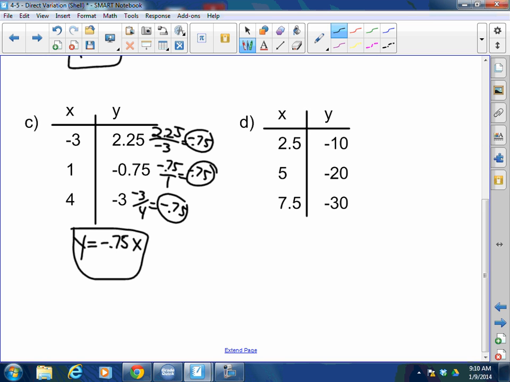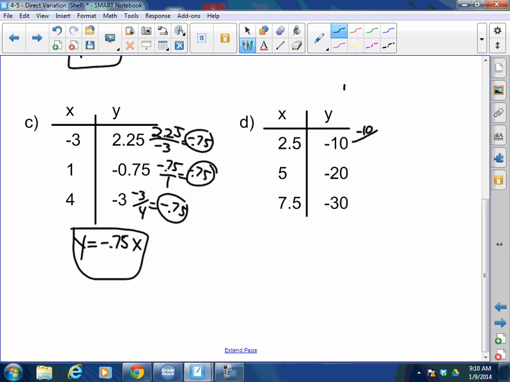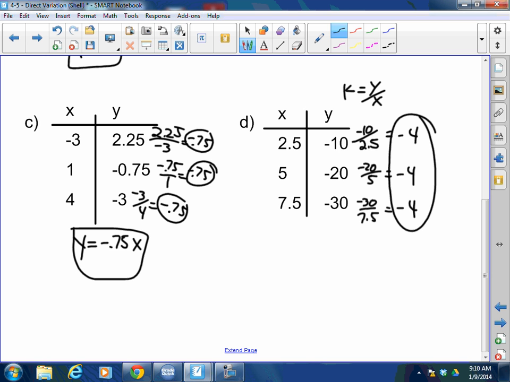Beautiful, beautiful. Now the last one. Remember k equals y over x, so negative 10 over 2.5 equals negative 4. Negative 20 over 5 equals negative 4. And negative 30 over 7.5 equals negative 4. So my k's are the same, so it is a direct variation. y equals negative 4x.